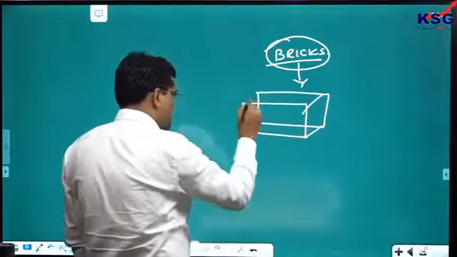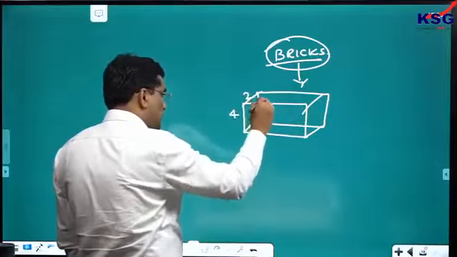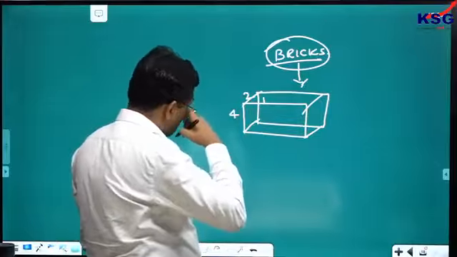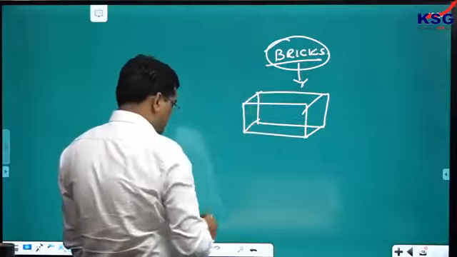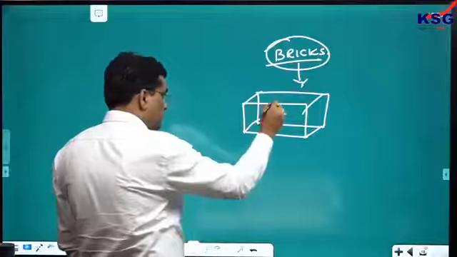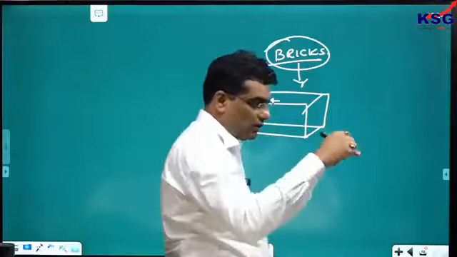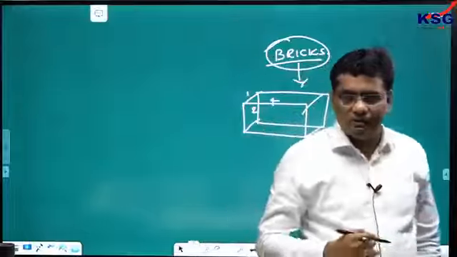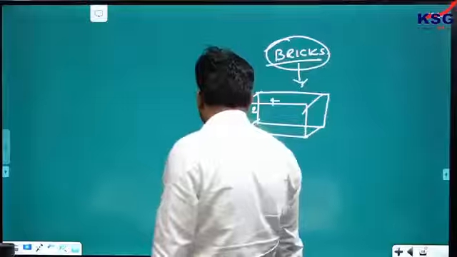This is the type of bricks they make. The ratio is 4:2:1. 4 is length, 2 is breadth, and 1 is depth. This ratio of the bricks is the same everywhere.